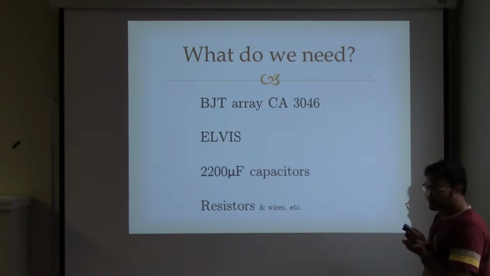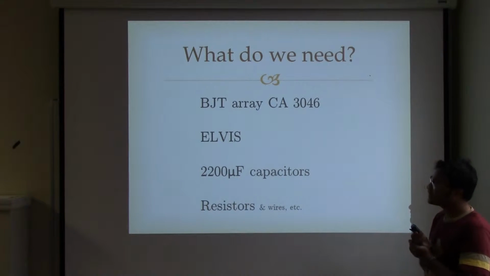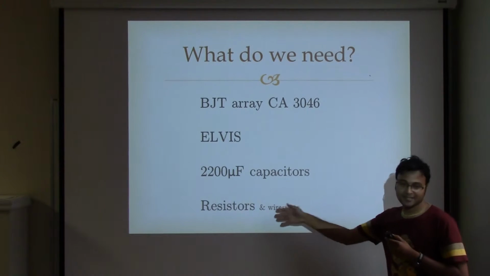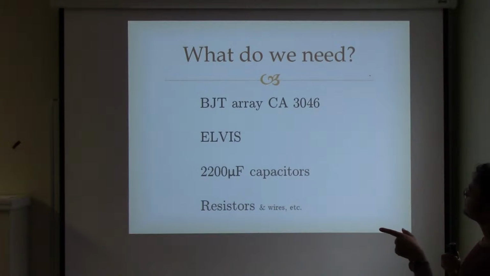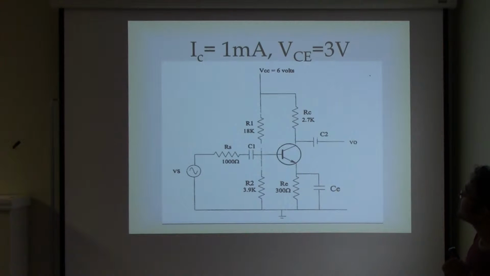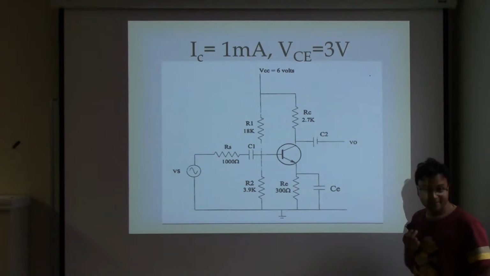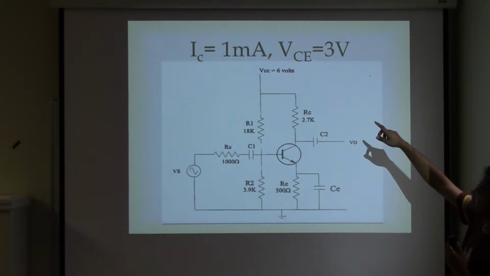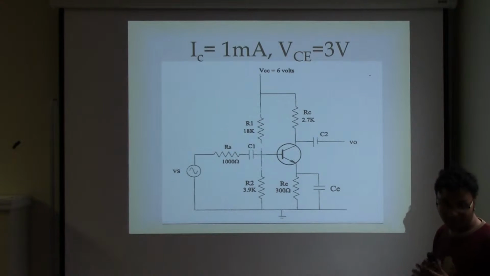So what do we need for Lab 1? We will need a BJT array CA3046, LVS board, 2200 microfarad capacitors, resistors and wires, etc. As far as I know, we have 3046 in stock, so that shouldn't be a problem. Now, this is what our circuit should look like, and we should set the collector current IC as 1 milliampere and VCE as 3 volt, and we'll do measurements.